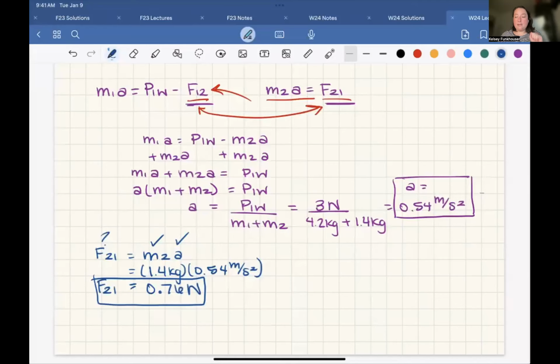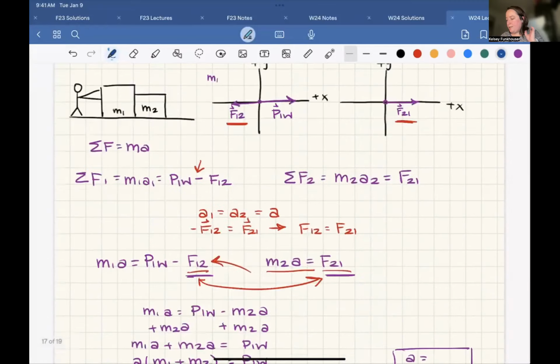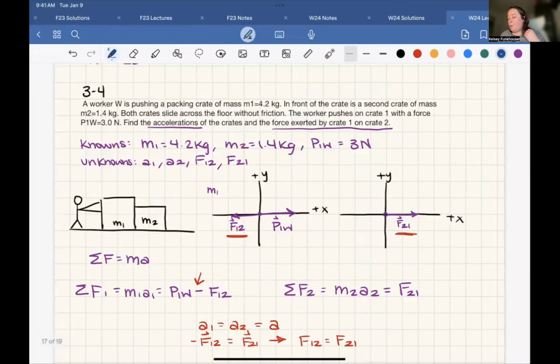Cool. So that's the first problem. Let's go back over what we did really quickly, and we'll move on to the next one. We went over our knowns. We didn't have a ton. That worked out fine. Then we drew a lovely picture of a person with giant arms. And then we drew our free body diagrams, and I did not label that this was for mass 2.